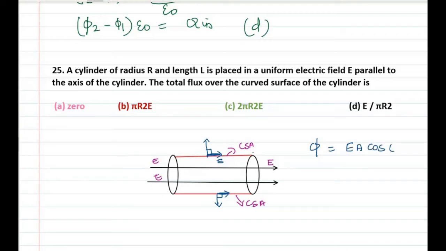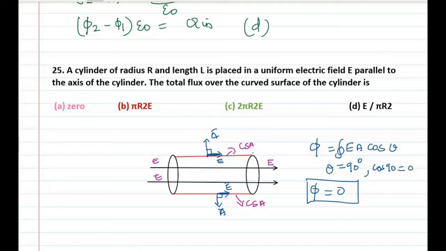cos theta. What is the angle formed here between the area vector and the electric field vector? Theta is 90 degrees. Therefore, the flux will be equal to 0 because cos 90 is 0. So the option is A.